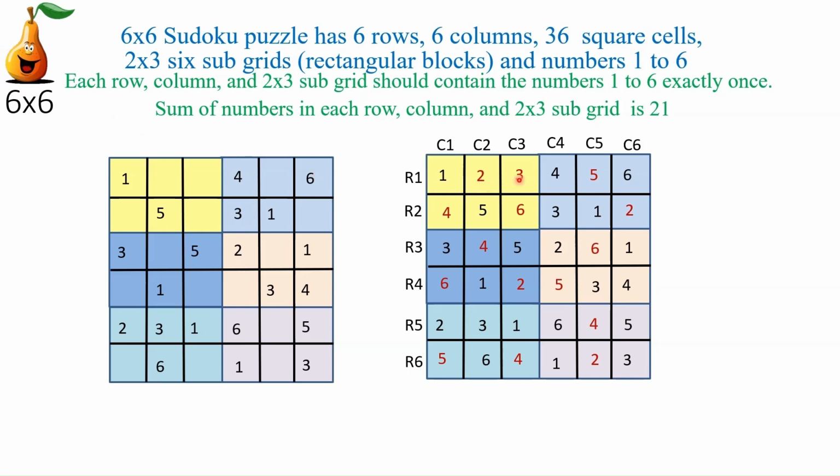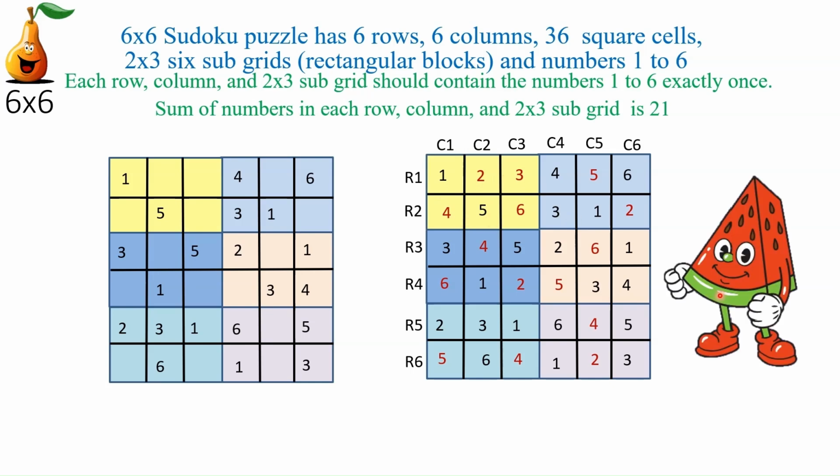R1 has 1, 2, 3, 4, 5, 6. In the case of C1, 1, 2, 3, 4, 5, 6. Here the rectangular grid 1, 2, 3, 4, 5, 6. I hope you have understood this.